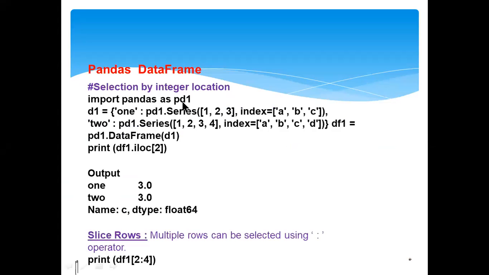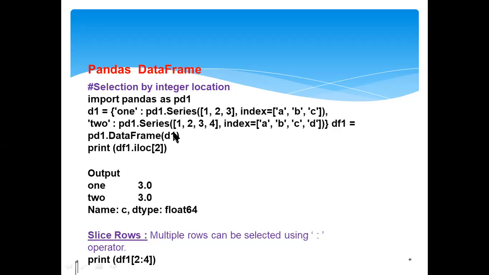Import pandas as pd. This is a selection by integer location, where the integer is stored in memory. So you can locate the integer value location. So import these values. These values are used in a dictionary as one series, 1, 2, 3, ABC, as in the previous example.